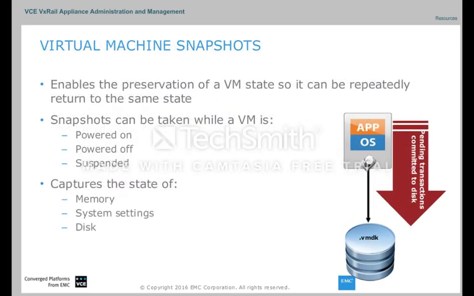Virtual machine snapshots enable the preservation of a virtual machine state at a specific point in time, so it can be repeatedly returned to the same state. Snapshots can be taken while a VM is powered on, off, or suspended. It captures the state of the memory, system settings, and disk.